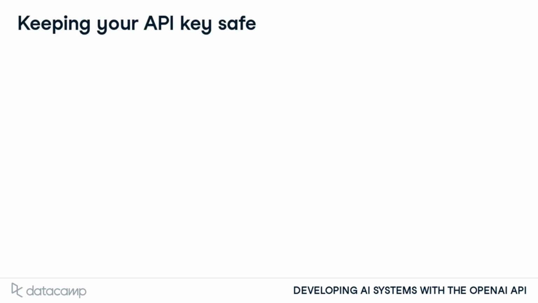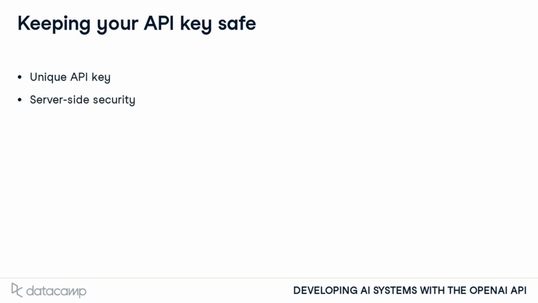We have seen throughout the course how the OpenAI API is accessed by passing a key. The key is used to keep the communication between our system and the API safe, and it is important to keep it secure. Here are some best practices to ensure this.